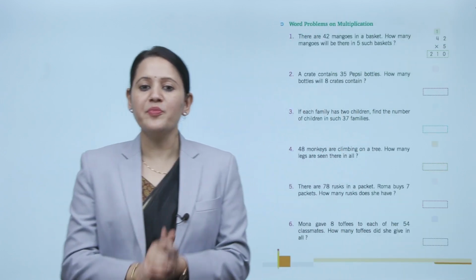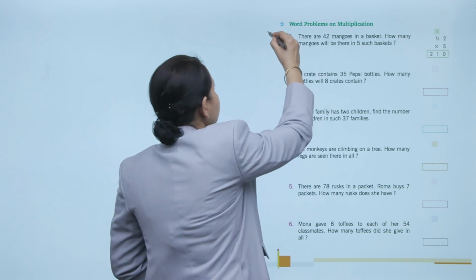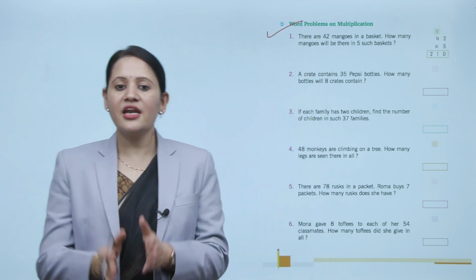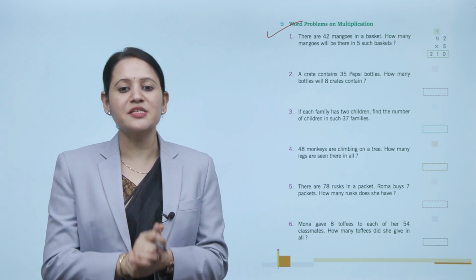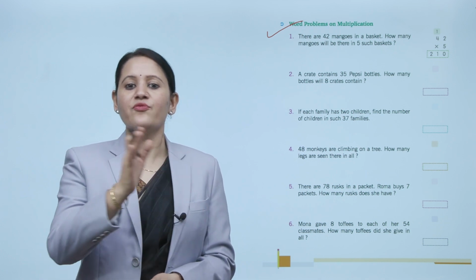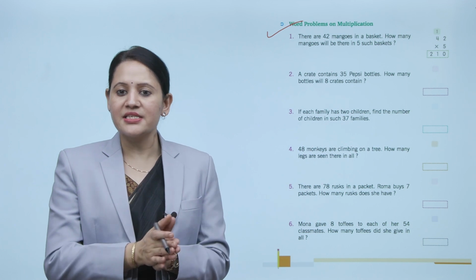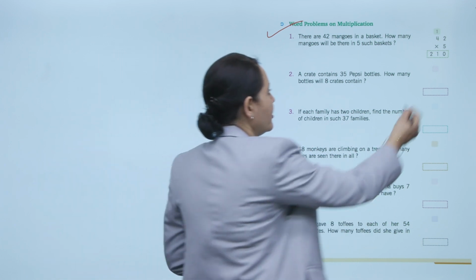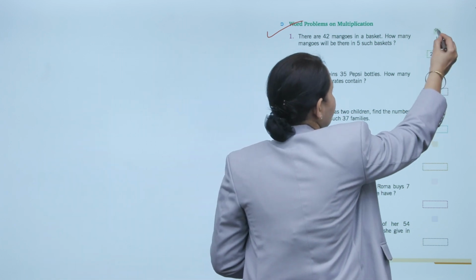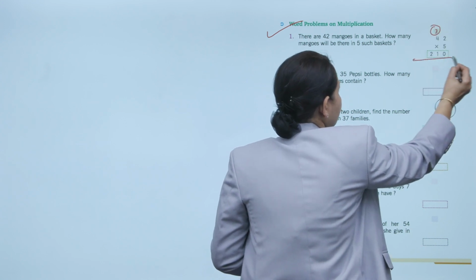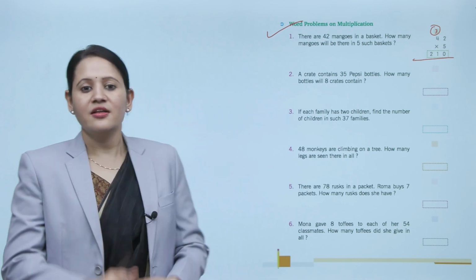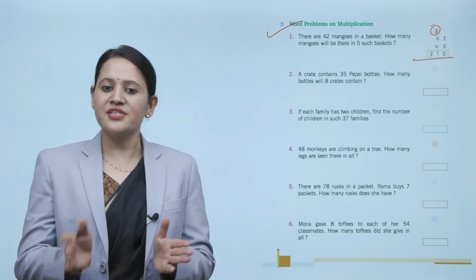Next, word problem on multiplication. There are 42 mangoes in a basket. How many mangoes will there be in 5 such baskets? In one basket, there are 42 mangoes. So, in 5 baskets, 42 into 5. 5 times 2 is 10, write 0 here, 1 carry over. 5 times 4 is 20 and 1, 21. Total will be 210 mangoes in 5 such baskets.